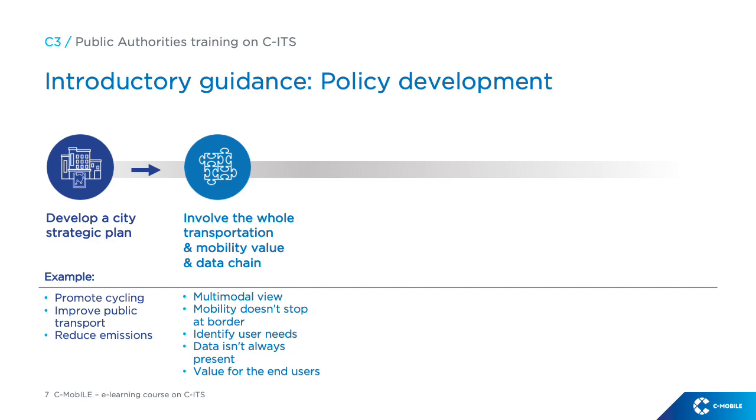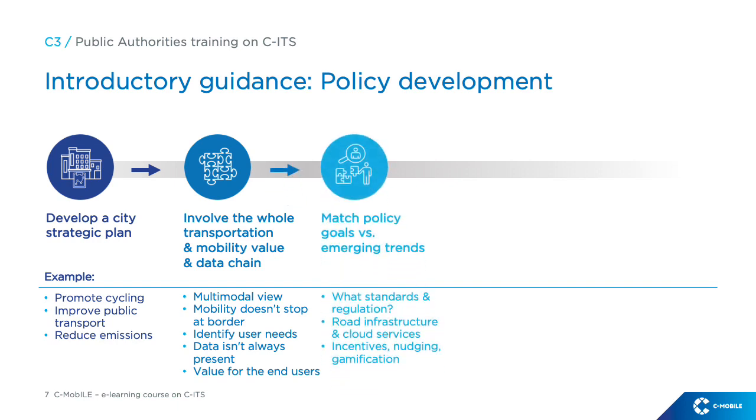In this perspective, it is important that the needs of various end users are identified and that data from various sources are shared and integrated to create a well-balanced value for the different user categories: the citizens, the businesses, and the public authorities. A third aspect is the matching of policy goals versus emerging trends in terms of technology standards and regulations. This is needed to define a detailed plan for the implementation of the physical infrastructure, like the roadside systems, and the digital infrastructure, such as the cloud services.